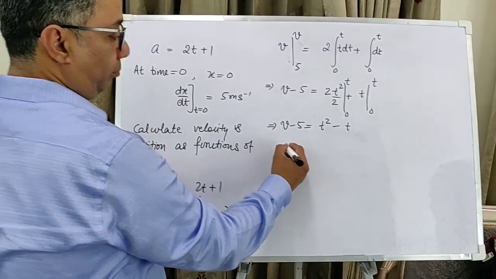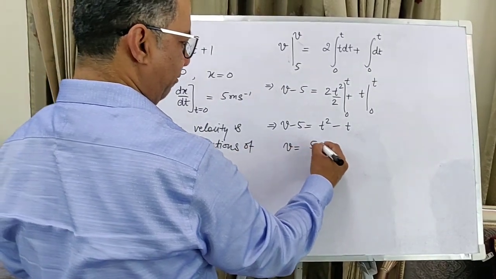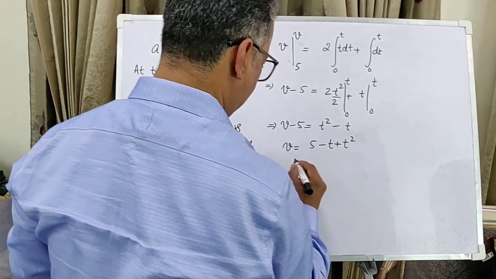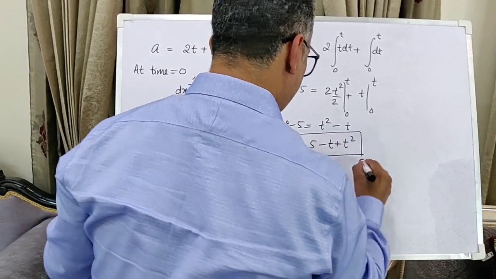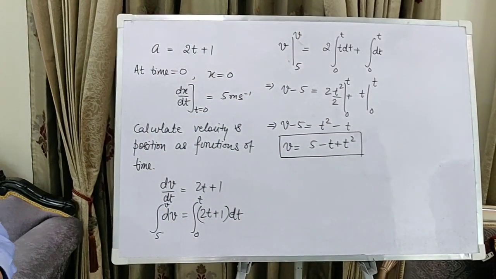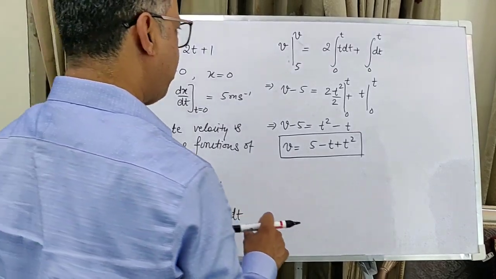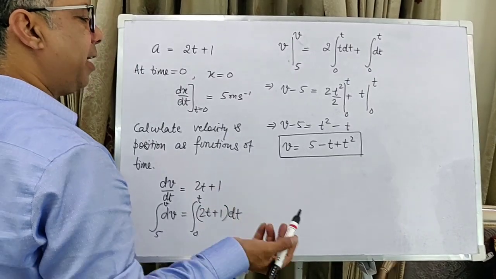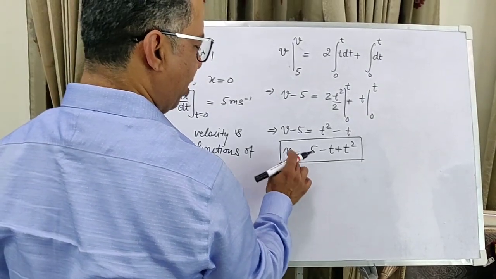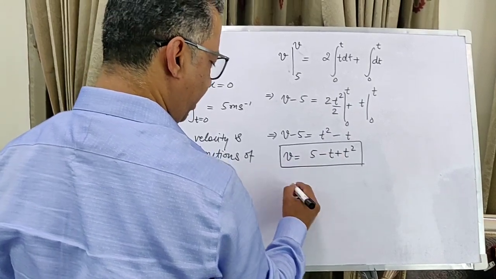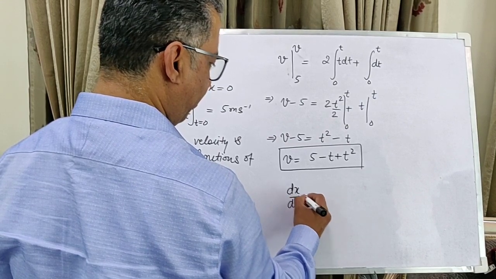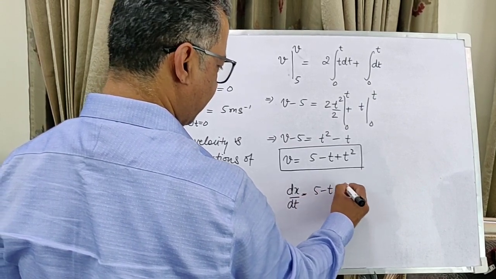So v now equals 5 minus t plus t square. So we already have the v versus t relation. The next relation that we need to find out is the relation between x and t, and that starts from here. We now have v versus t. So this v, of course, is dx by dt. It equals 5 minus t plus t square.